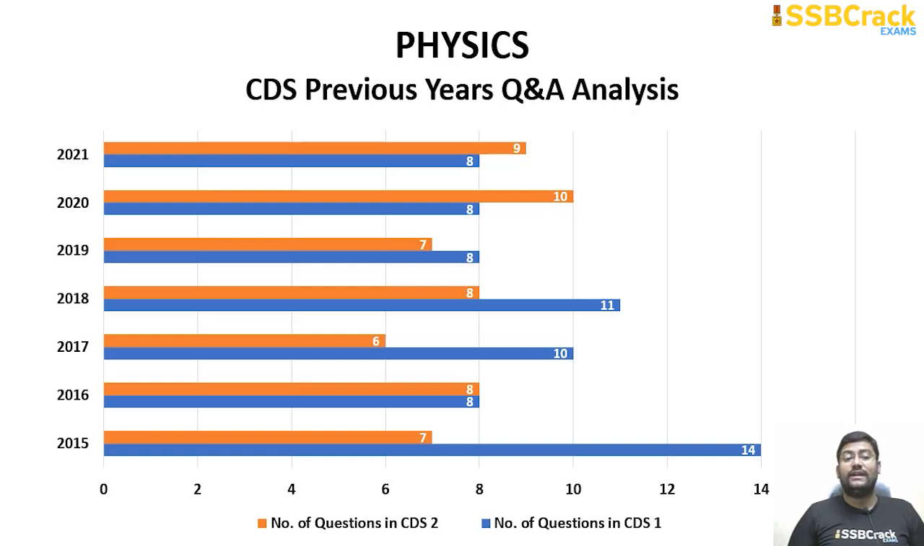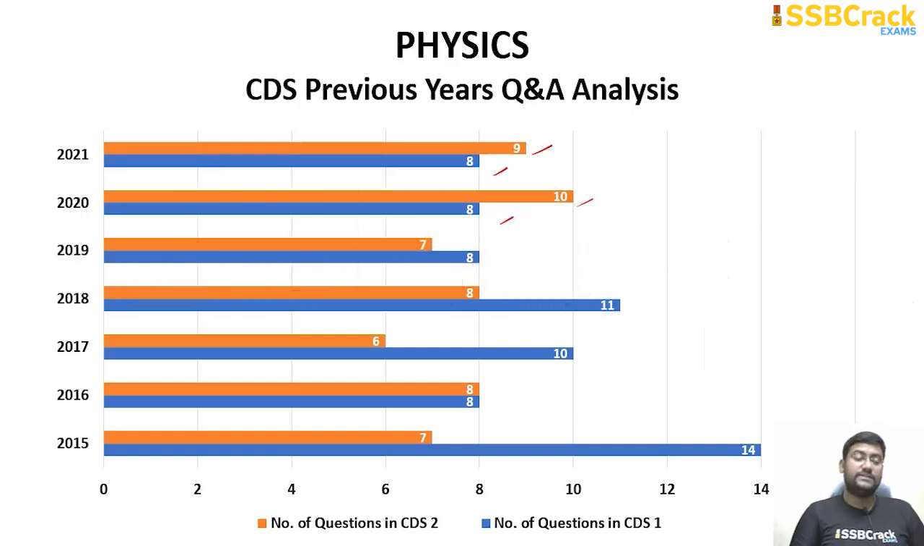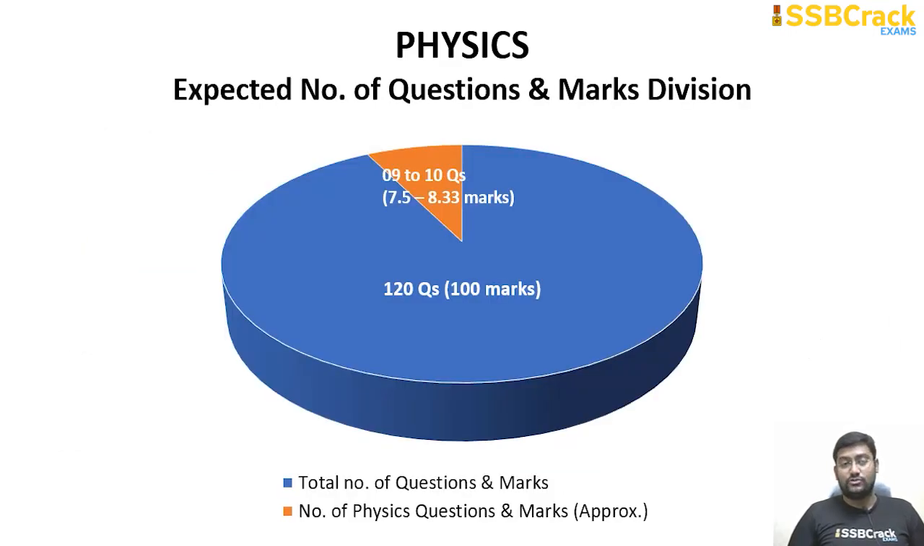On an average, 9 to 10 or 8 to 9 questions are being asked. You can see here the trends have been consistent, that 9, 8, 8, 10 or 8 questions have been coming from the section of physics. Going through that, in this attempt also you can expect 9 to 10 questions coming from this section of physics, which can easily fetch you somewhere around 7.5 to 8.33 marks.